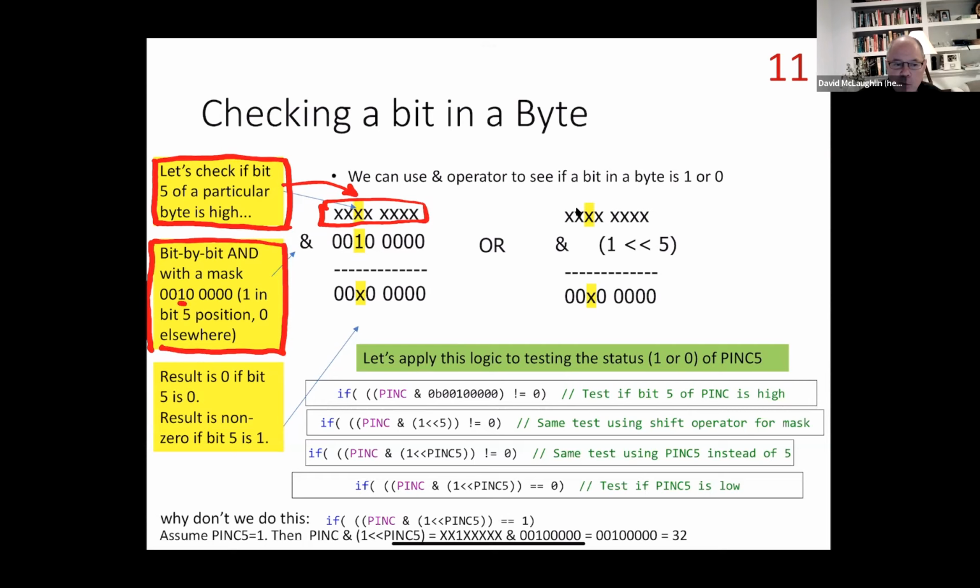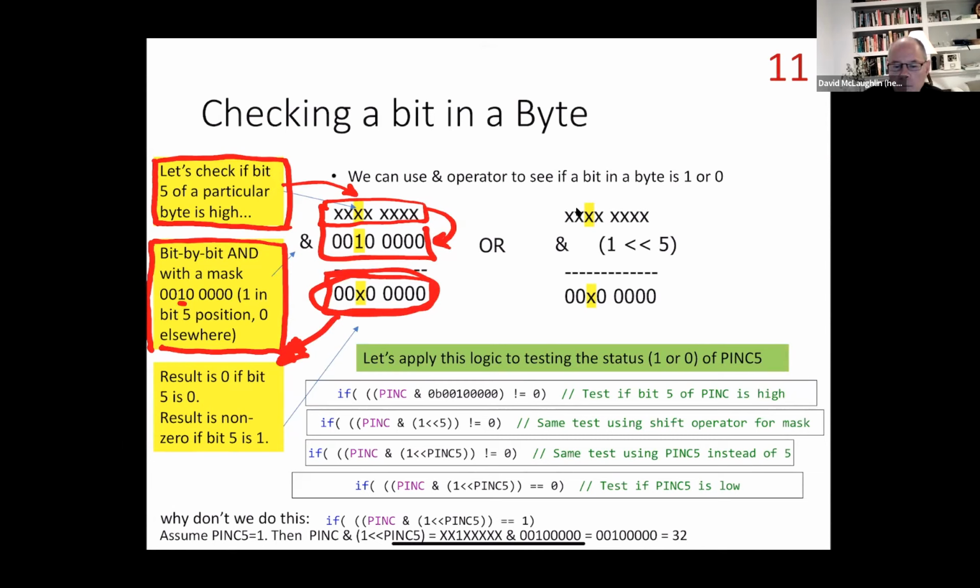Why do we do that? If we take this byte and we do a bit by bit AND with a mask that has a 1 in that position, what we'll end up with is zeros everywhere else and an X in that position. That's the position that we care about. So we've deliberately zeroed out everything else, and we will only have that bit 5 that's left. Now, if bit 5 is high, we'll have a 1 there. And if bit 5 is 0, we'll have a 0 there. So the result, the value after we do that, is going to be 0 if bit 5 is 0. And it's going to be non-zero if bit 5 is 1.